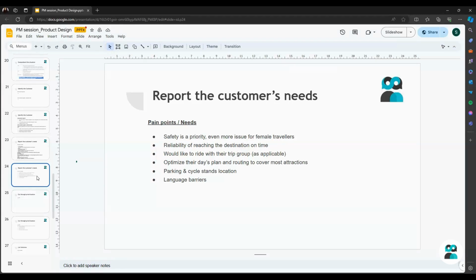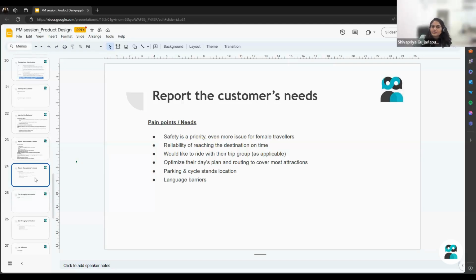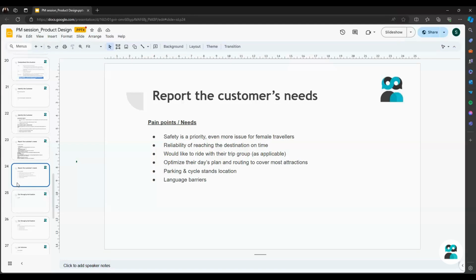Okay, I think for routing the most attractions, safety, language... Yeah, sorry about that. So I think language barrier would be the first one. Okay, optimize their plan and routing to cover most attractions, that would be the second, and then reliability of reaching destinations on time.